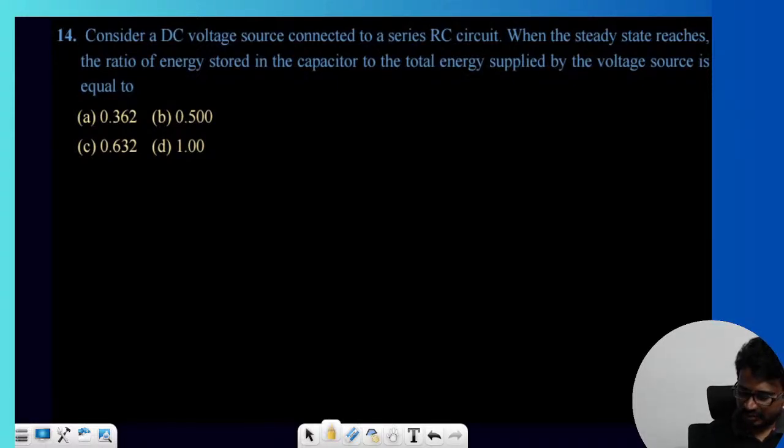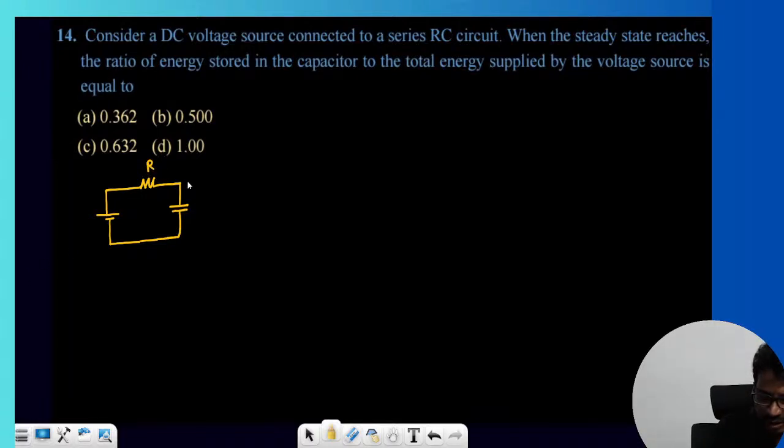Tell me now here. The DC source is connected to a series combination of R and C. Now they ask to find the ratio of the energy stored to the energy supplied. Tell me, which element can store the energy? Which element will store the energy? Capacitor will store the energy.